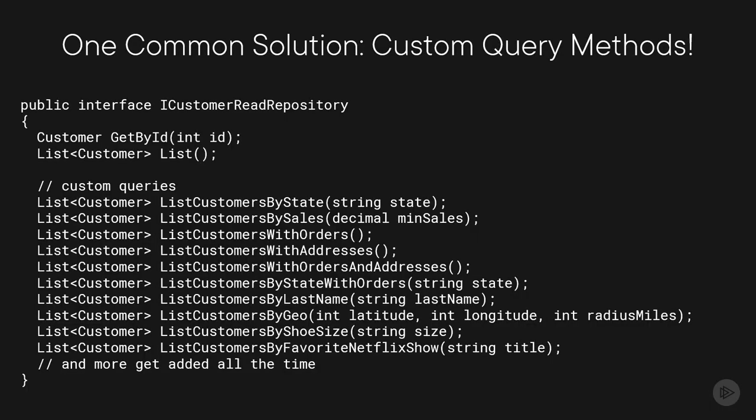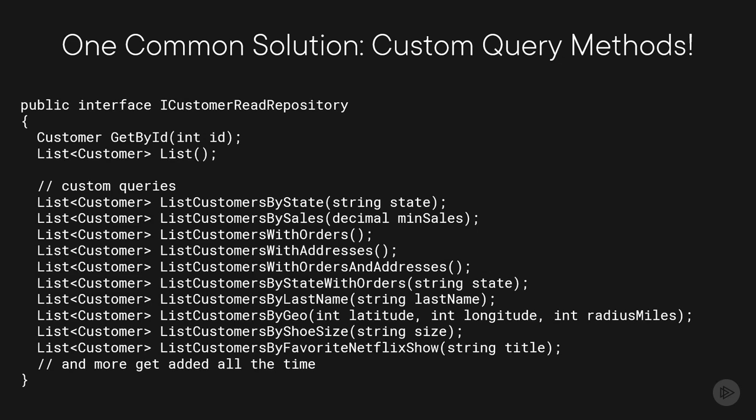Well, another way we tend to solve this conundrum is going the custom query route. We even suggested this as a tip earlier, but you can definitely take it too far. Every little change to a query means another method. Customer with orders, customers by shoe size. By shoe size? Customers by favorite Netflix show? Hey, you never know what problems your domain experts are going to share with you.